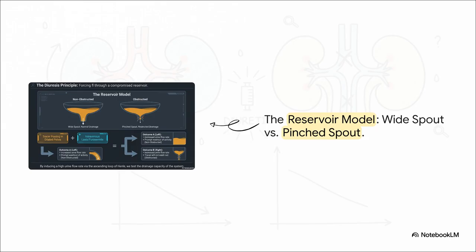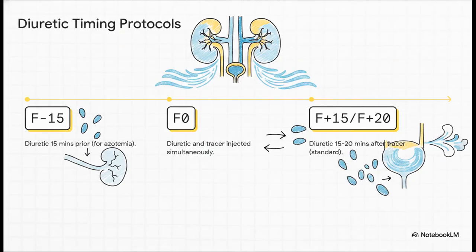By inducing a massive, rapid flush of urine, we're basically doing a stress test on the drainage capacity of the system. If the tracer promptly washes out, you've got a wide spout. But if that tracer pools and just won't wash out despite the huge rush of fluid, we know for sure that spout is pinched. Now, to do this test properly, timing is literally everything.